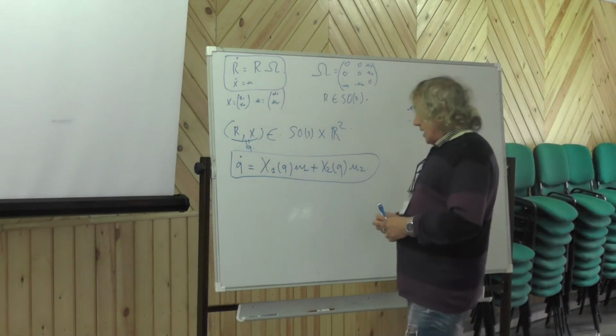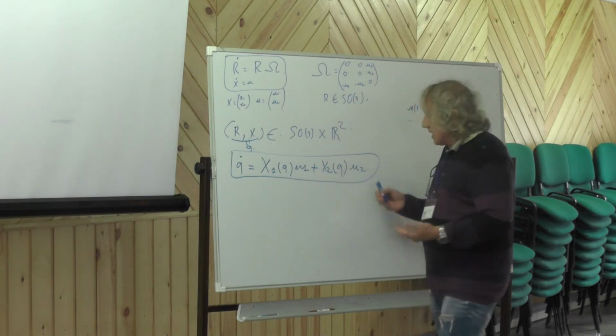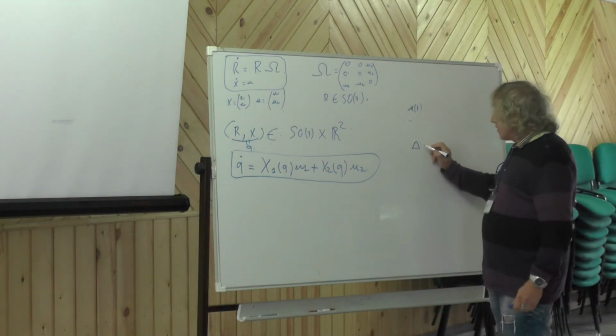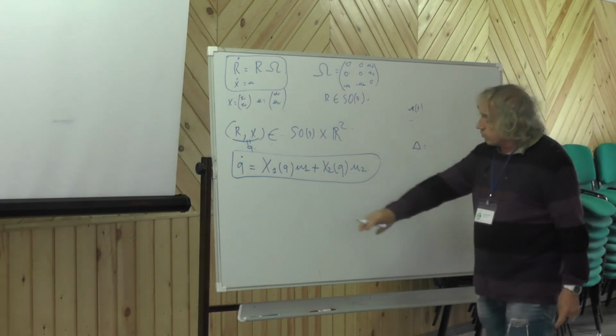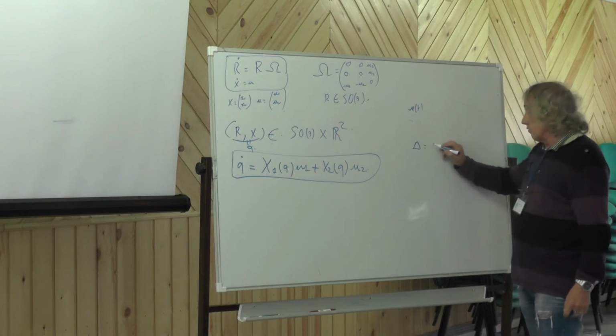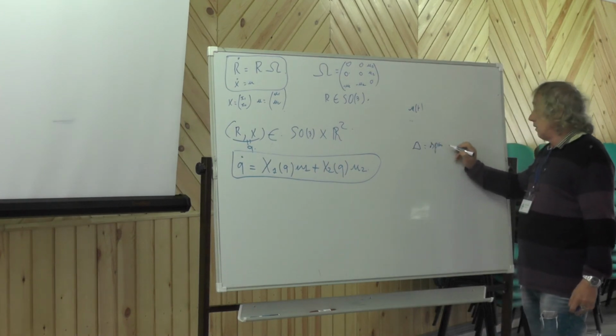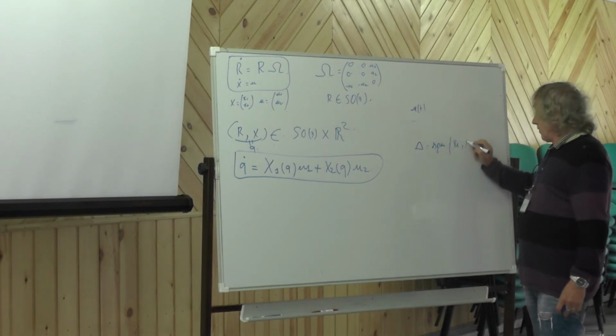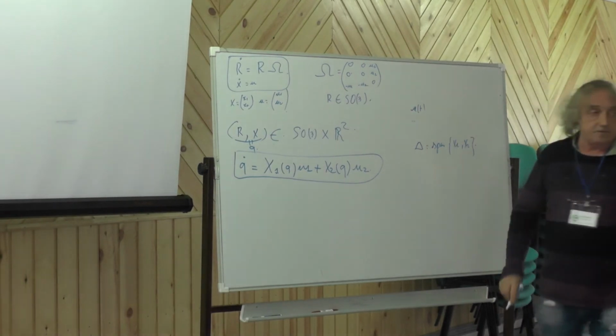So what is the distribution delta? The distribution delta is just the distribution generated by the two vector fields X1, X2. So delta is the span of the vector fields X1, X2. It is this distribution.